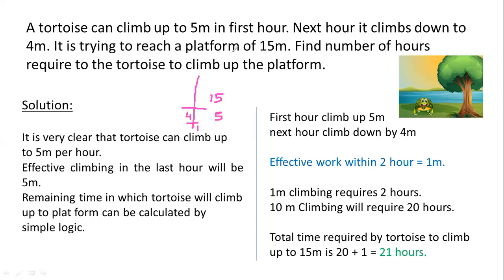Okay, let us see. It is very clear that the tortoise can climb up to 5 meter per hour. Effective climbing in the last hour will be 5 meter. So the remaining time in which the tortoise will climb can be calculated by simple logic. See the logic now here. Whatever we have seen, I have written here. So first hour climb is 5 meter. Next hour climb down by 4 meter. So what will be the effective work in 2 hours? It will be 1 meter. That means if 1 meter climbing requires 2 hours, yani 1 meter jane ke liye 2 hours lag rahe hain, so 10 meter jane ke liye kitne hours lagenge? 20 hours. Is it right?